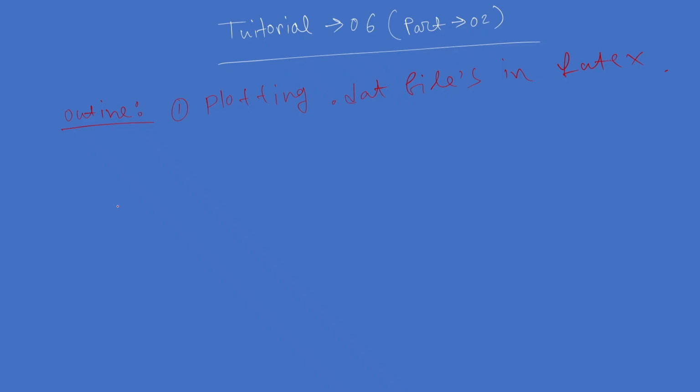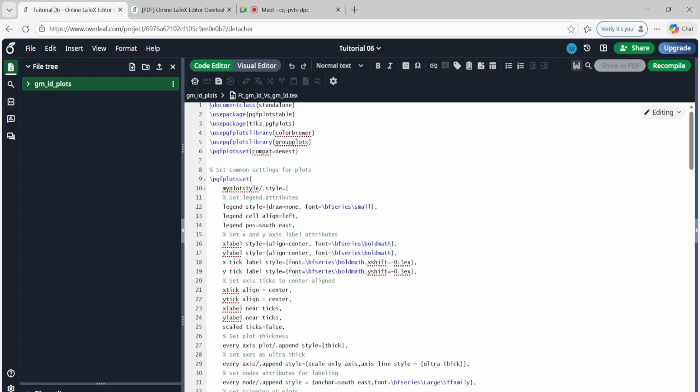So in the last class we were generating some .dat files from Cadence. So these .dat files we will plot in Overleaf. So without wasting any time, let us start.